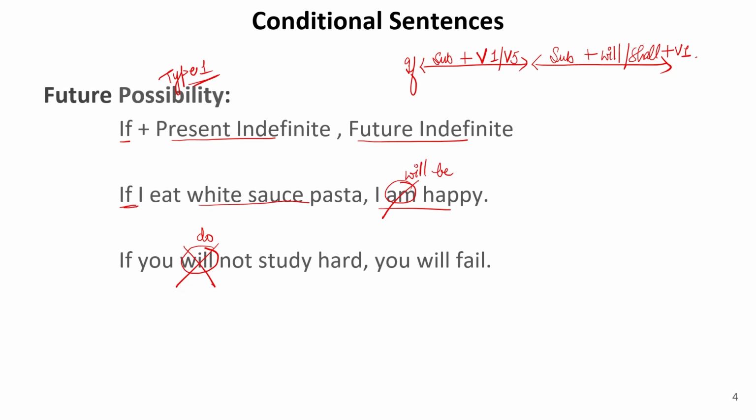So, this is the type 1 condition. The first clause will be in present indefinite, it means the clause just after if, and the remaining clause will be in future indefinite. If you bring your admit card, you will be allowed to take the exam. If you do not bring your admit card, you will not be allowed to take the exam. So this is again type 1 condition.